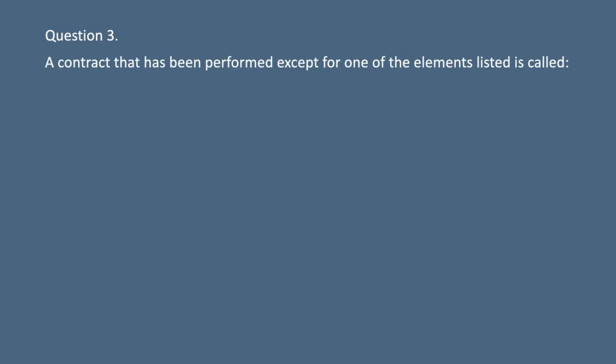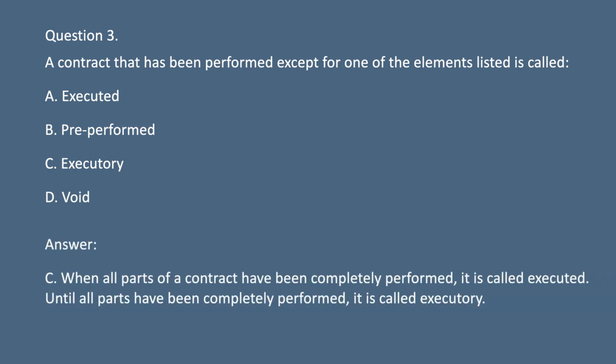Question 3. A contract that has been performed except for one of the elements listed is called A. Executed. B. Pre-performed. C. Executory. D. Void. Answer. C. When all parts of a contract have been completely performed, it is called executed. Until all parts have been completely performed, it is called executory.